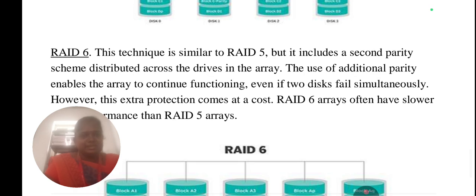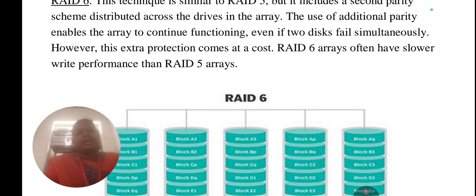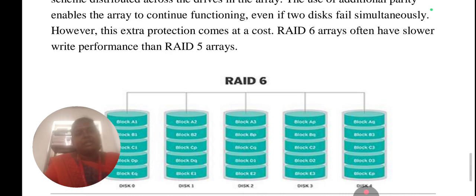Then RAID 6. This technique is similar to RAID 5, but it includes a second parity scheme distributed across the drives in the array. The use of additional parity enables the array to continue functioning even if two disks fail simultaneously. The extra protection comes at a cost: RAID 6 arrays often have slower write performance than RAID 5.